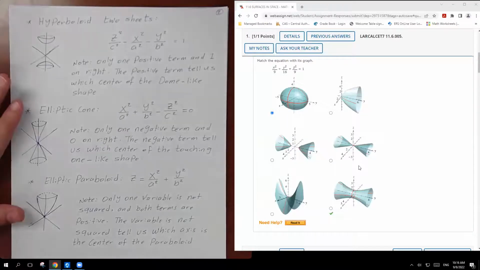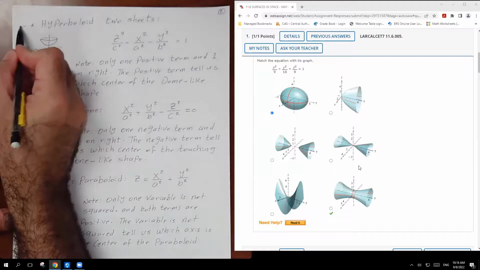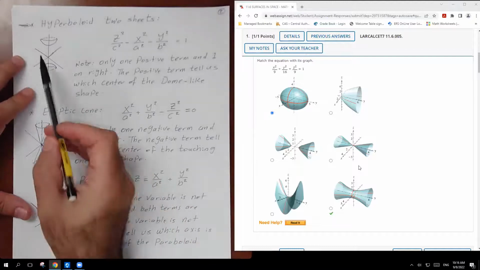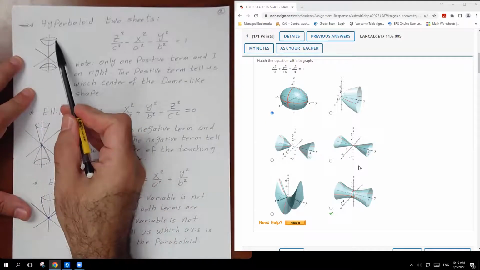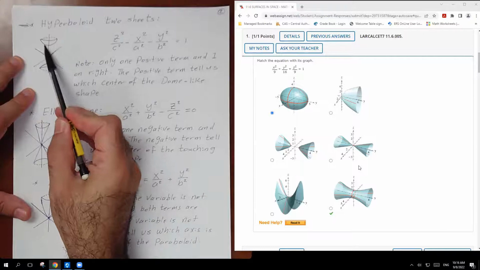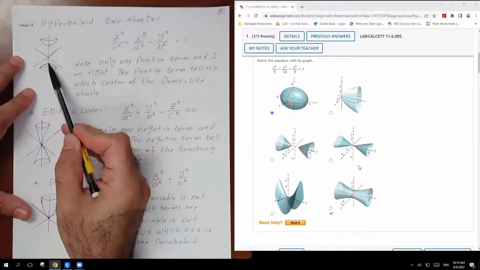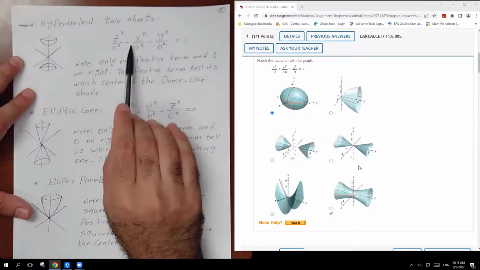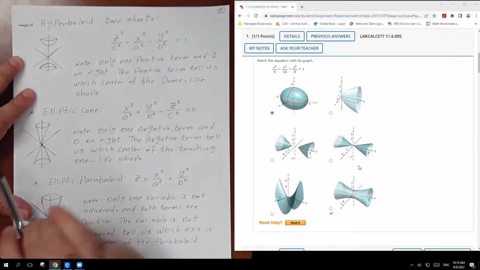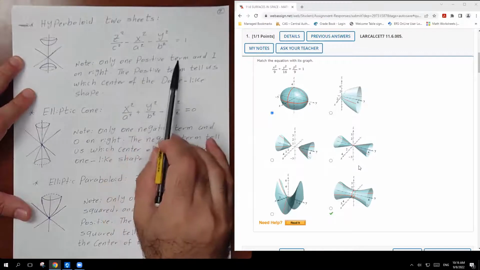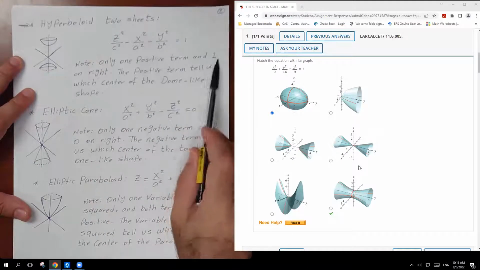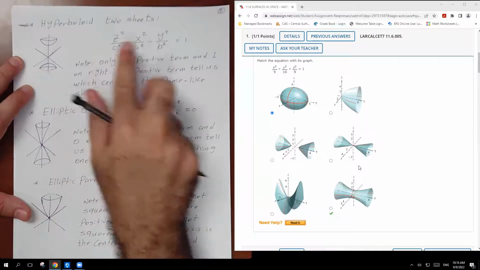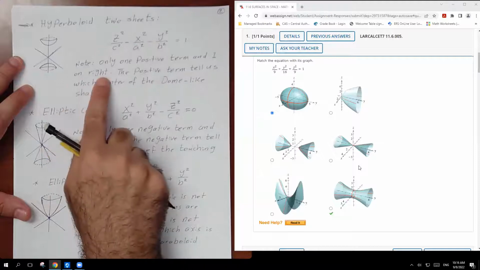So the next one is hyperboloid with 2 sheets. Check here. That's how it looks like. Hyperboloid, you see, from this one, it looks like on this side, exactly the same thing. But check the difference. We have 2 terms negative. Only one positive term, and one on the other side. So only one positive term, 2 negative terms, and one on the right side.